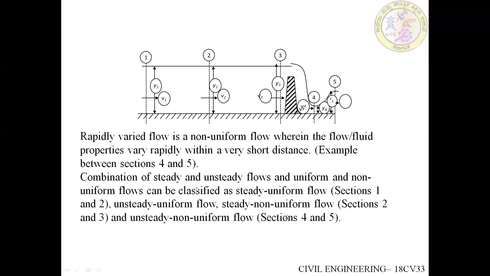So the combination of steady and unsteady flow, uniform and non-uniform flow can be classified as steady uniform flow, unsteady uniform flow, steady non-uniform flow, and unsteady non-uniform flow. That is between the section 4 and 5. In section 2 and 3, it is steady non-uniform flow. In the section between 1 and 2, it is a steady uniform flow.